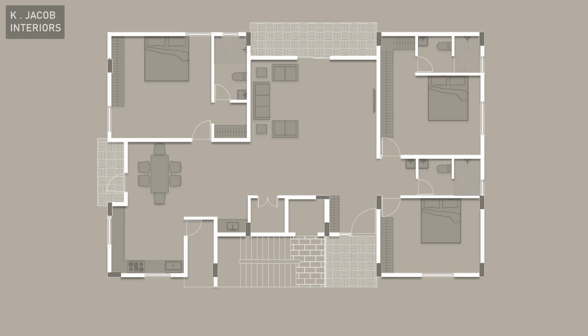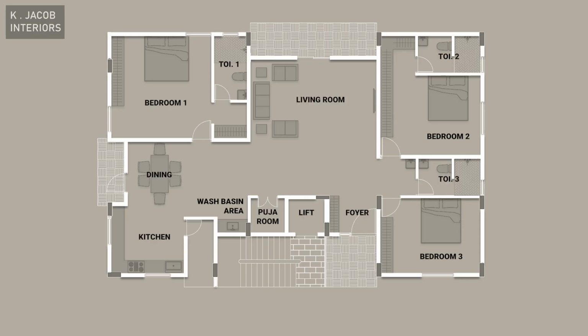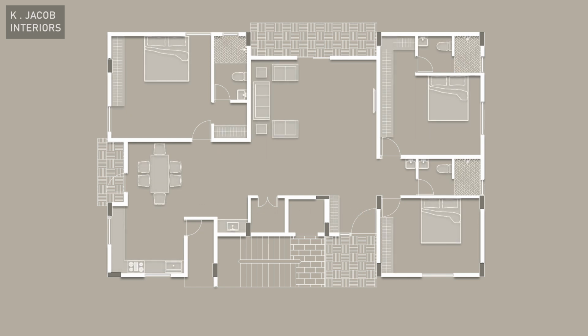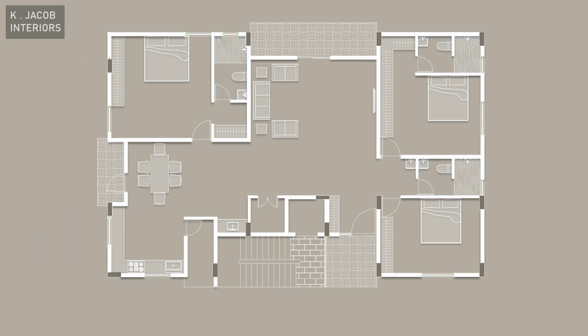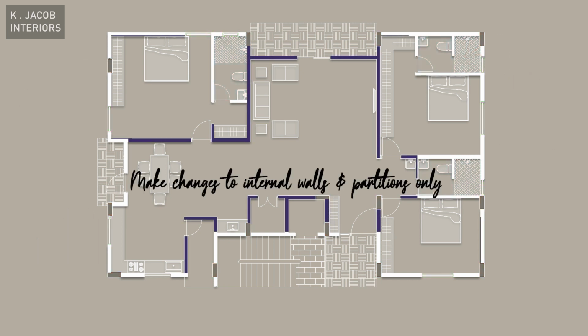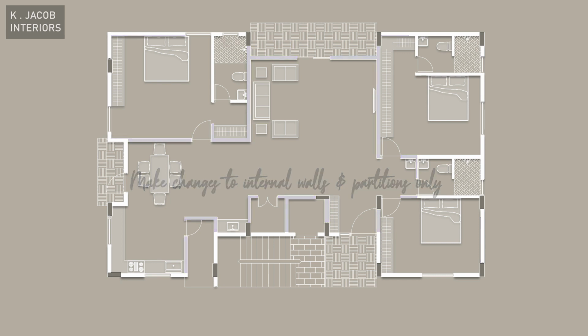This is the original plan provided by the builder. Now, as you can see, the builder had already demarcated different zones and rooms. Needless to say, while keeping the locations of the columns, the toilet and bath zones, and the windows of the external facade unchanged, the builder did offer our client the flexibility to make changes to the internal wall partitions if needed, which he can then incorporate in the construction phase itself.